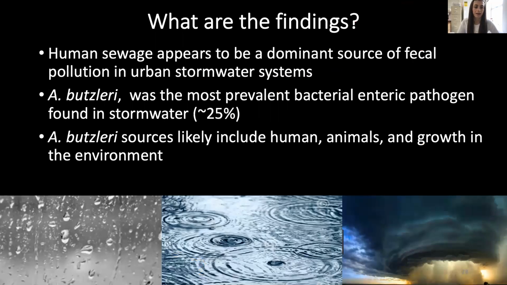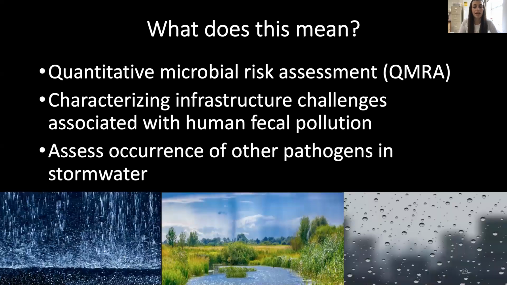And so what are our findings? Well, human sewage appears to be a dominant source of fecal pollution in urban stormwater systems. Arcobacter butzleri was the most prevalent bacterial enteric pathogen found in stormwater, in approximately 25% of samples. Arcobacter butzleri sources likely include humans, animals, and growth in the environment. And so what does this mean? Well, at this stage in the project, the water is not considered a pristine resource.